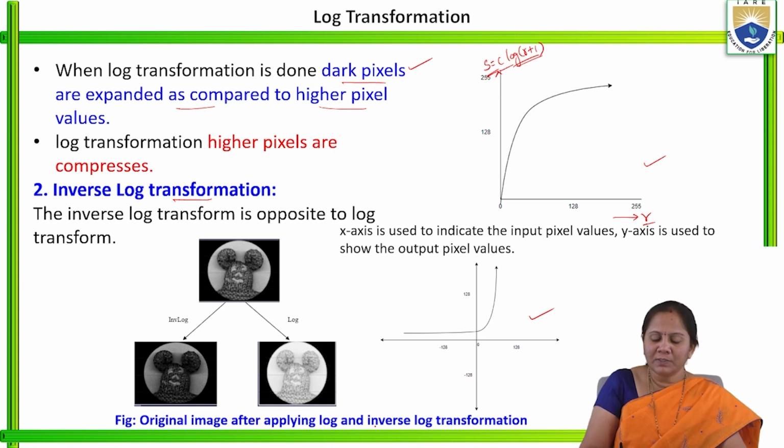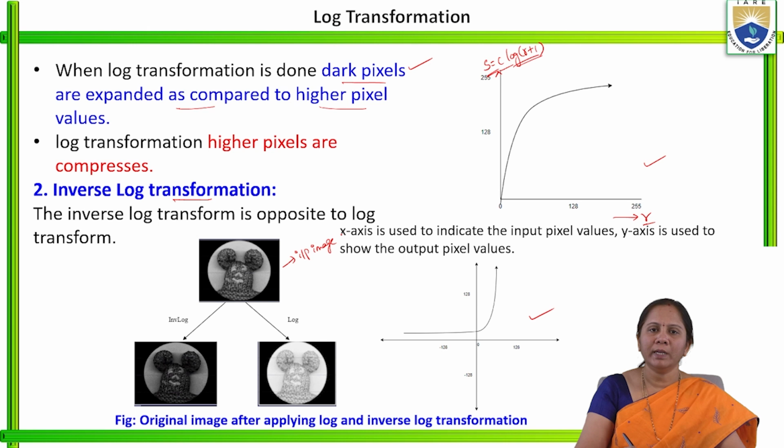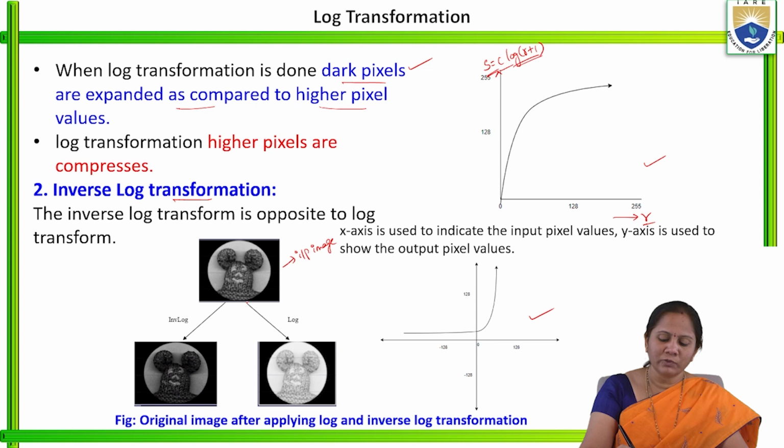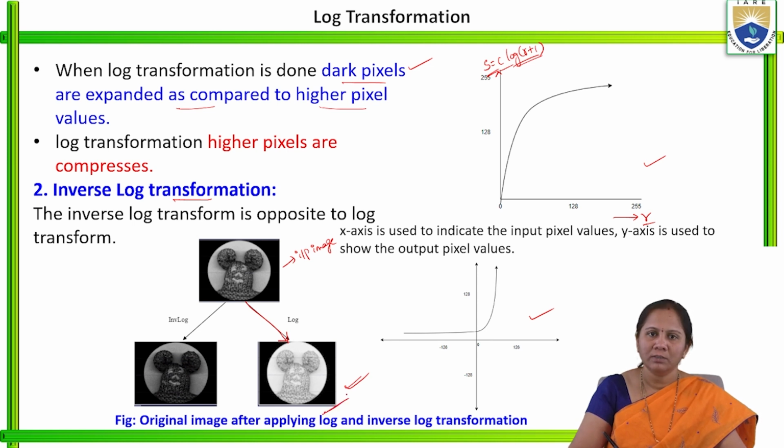If you consider this figure, it will clearly show this is the input image. On this input image, we can apply log transformation or inverse log transformation. If log transformation is applied, we are going to get the output image like this. Compared to the input image, this image is changed, processed. So when log transformation is applied, the dark pixels are expanded and the higher pixel values are compressed.